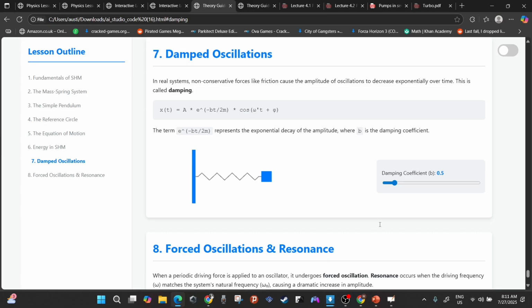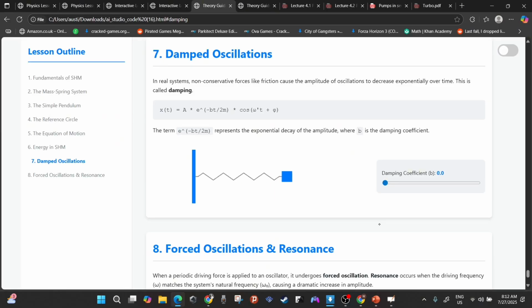And the term e to the negative bt over 2m represents the exponential decay of the amplitude, where b is the damping coefficient, right? As I stated. So we see that as we increase the damping coefficient, what happens? It decreases in terms of amplitude. So it doesn't go as far as it used to.